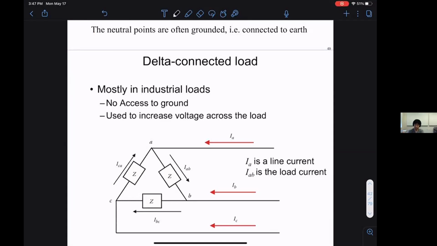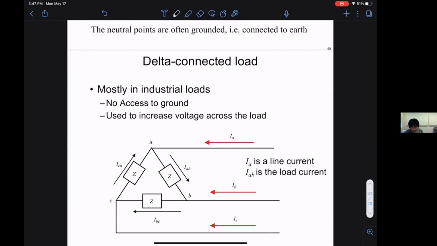So in a big airplane, like a Boeing 787, or a large ship like an aircraft carrier, you have a lot of power generated, but you don't have a ground. There's nothing to access as a ground, so you can have a load this way. Okay? So you connect them in delta, right?